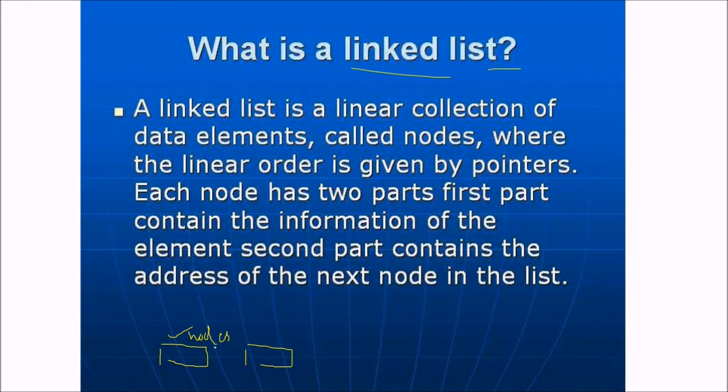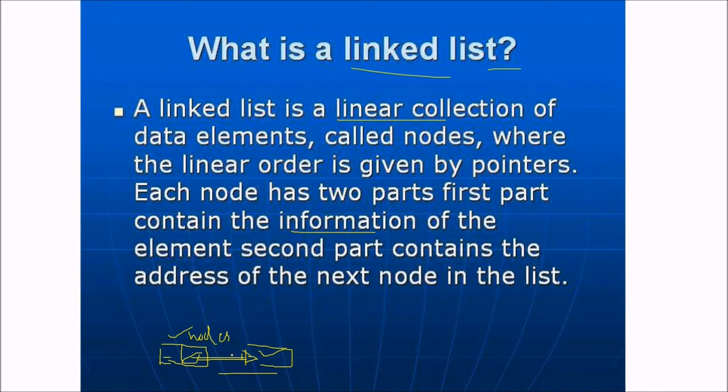This linear order which we are talking about is a linear connection, because these are in linear order, and this linear order is given by the pointers. Each node has two parts. The first part contains the data element, or the information, and the second part contains the address of the second node.